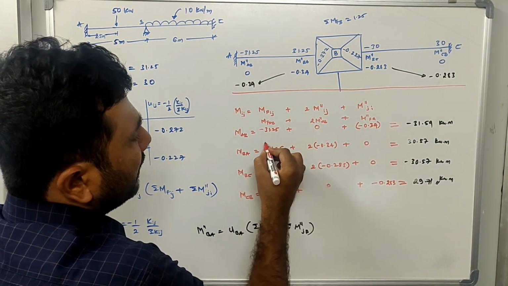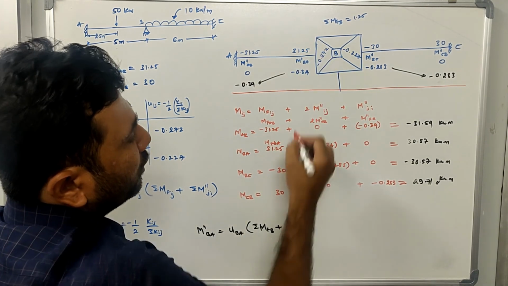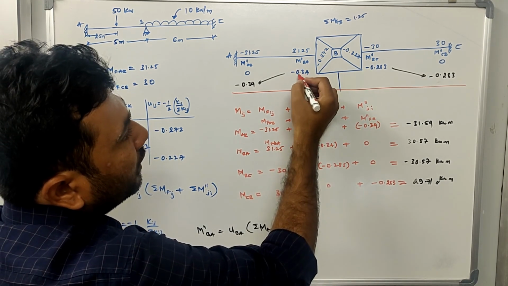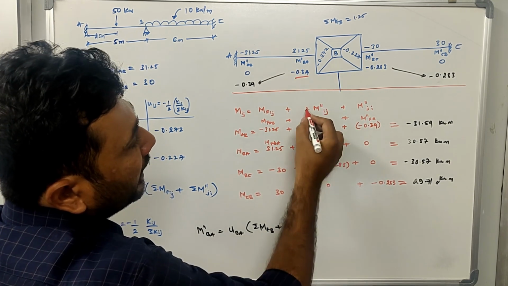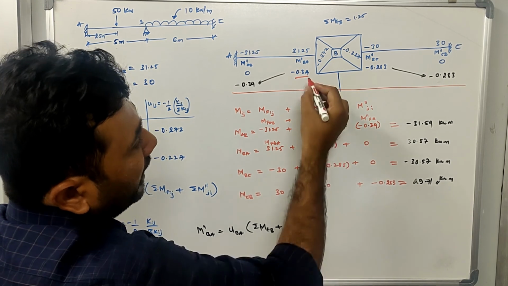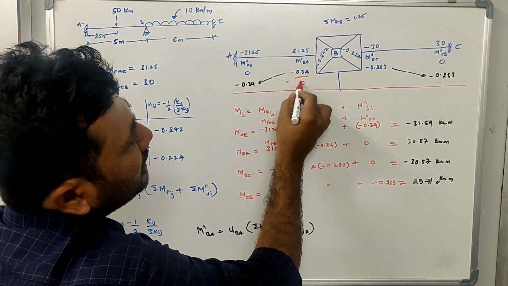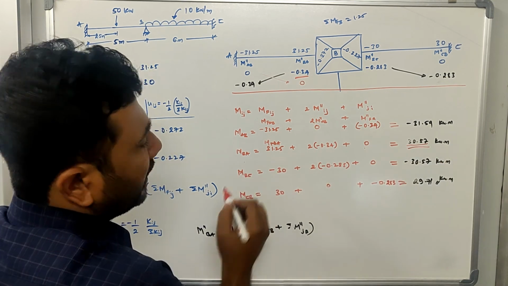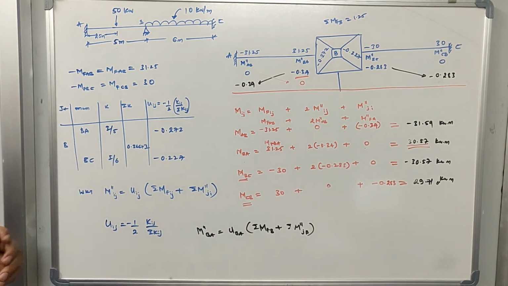What is MBA? MBA is equal to MFBA. MFBA is written here, 31.25, plus the rotation moment at the near end, which is minus 0.34. We need to multiply it by 2, so 2 times minus 0.34, plus the far end moment. If I carry over to this side, it will be 0 itself, right? So that's why it is 0, and this is your value for MBA. Similarly, you can solve for MBC and MCB. This is how we solve the end moments using the rotation method, or Kani's method.